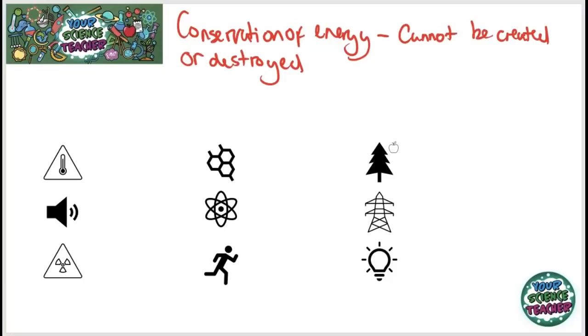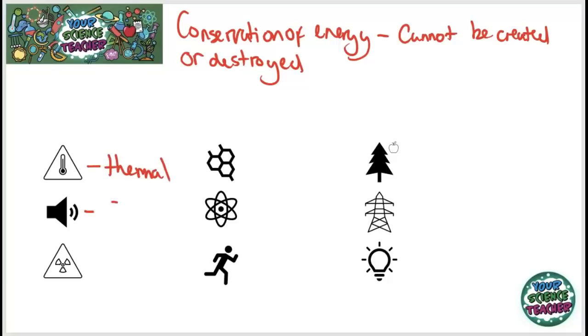So let's have a look at some of these energy stores where energy can be interconverted between these different energy stores. And the first one is thermal energy. Now, you know what thermal energy is. If I increase the temperature of something, it's going to have more thermal energy as the particles move around faster. This is energy given out in the form of heat.